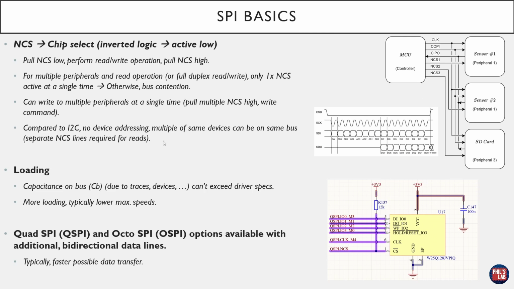If SPI with just a single data out and a single data in line isn't fast enough for you, there are Quad SPI or QSPI and Octa SPI or OSPI options available, which have additional bidirectional data lines. For example, on the right-hand side, we have this QSPI memory. We have 4 bidirectional data lines, IO0 to IO3. We have the clock for synchronization and a chip select signal as well. This is typically used for memories or even RAM with Octa SPI, and this gives much faster possible data transfer because we now have effectively a parallel bus.